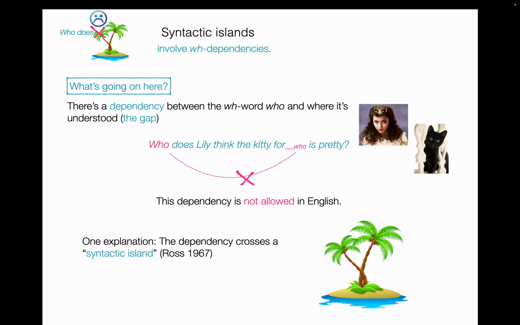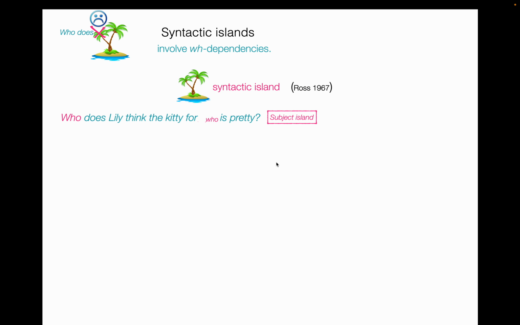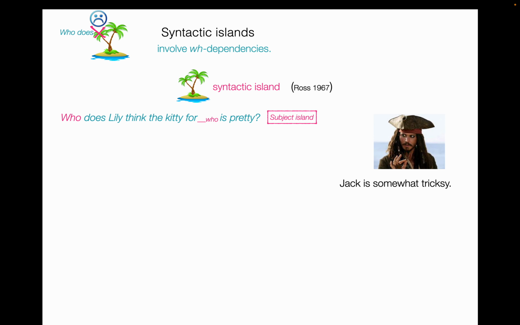If you're on an island, you can't get off, right? There's no crossing to get onto or off of an island. It is an island, right? And so the idea is that if you're on a syntactic island, you are not allowed to cross it, right? That's bad. And there are many different types of syntactic islands. So this one we just saw, who does Lily think the kitty for is pretty, is a subject island. But let's consider some other ones.